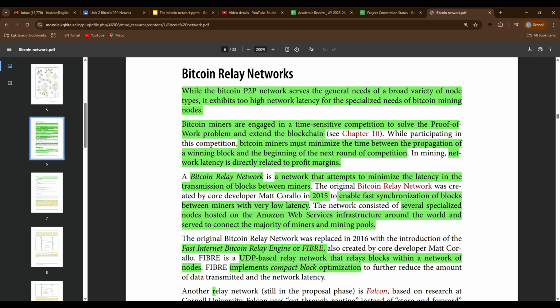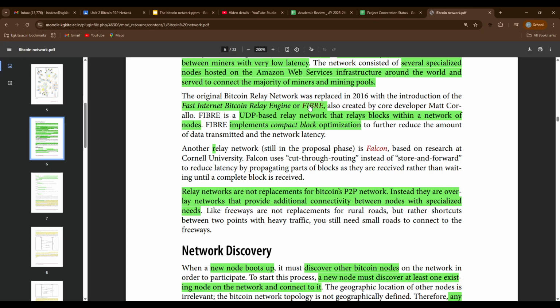So actually the Bitcoin relay network initially started in 2015. Why? So that blocks are sent very fast between miners with very little delay. The network had a lot of nodes hosted on AWS, Amazon Web Services infrastructure around the world, and it helped connect the majority of miners and mining pools. Later came another relay network called Fibre or Fiber, Fast Internet Bitcoin Relay Engine.